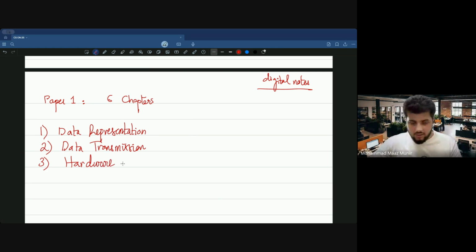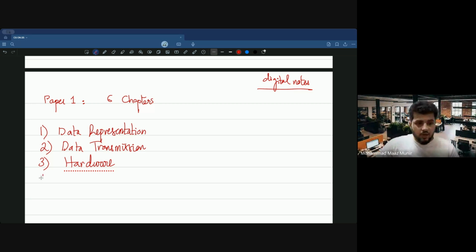Then the third topic is related to hardware, the most ratta wala chapter. But the good part is there is no more ratta in this chapter. Usually teachers tell kids that you need to memorize stuff, but after the syllabus update in 2023, there is no more ratta. In hardware, you will learn what types of monitor screens we have, what the keyboard and the mouse are, how the mouse and keyboard operate, and in what scenario we should use a mouse or a keyboard.